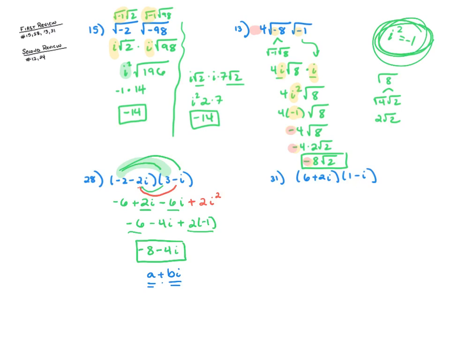Okay, last one from review 1. It's a similar problem. So probably if you made any mistakes on 28, you made the same mistakes on 31, I would predict. 6 times 1 is 6, minus 6i, plus 2i, and our last one's 2i times negative i is minus 2i squared. i times i is i squared. Alright, something times itself is to the second power. So now I can combine like terms. Wow, this one's very similar.